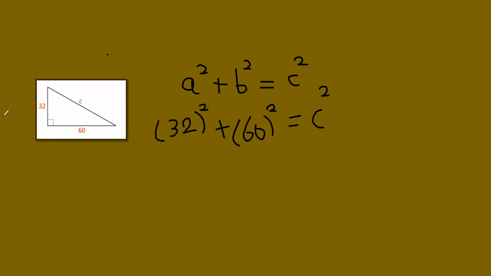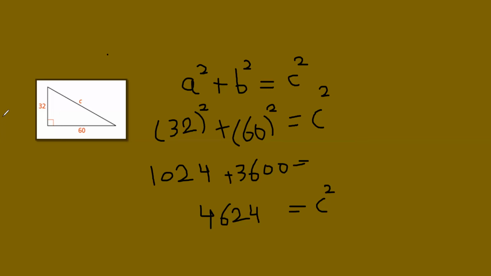32 squared equals 1024 plus 3600. Let's add them. Equals 4624. This is c squared, but I need only c.